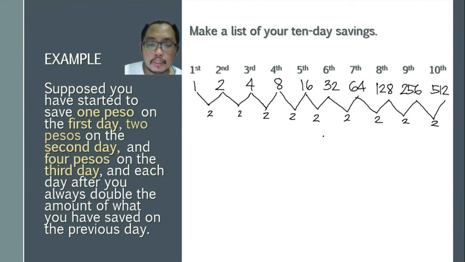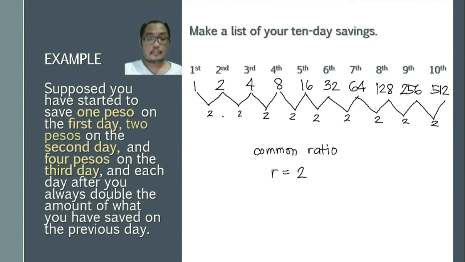And based on the definition, the non-zero constant being multiplied to the preceding number is what we call the common ratio, which is usually denoted by r, and it happens to be 2.